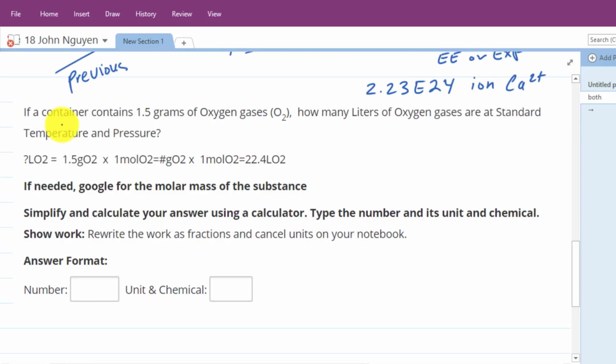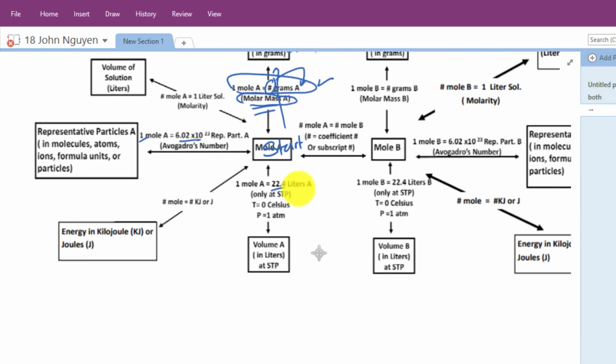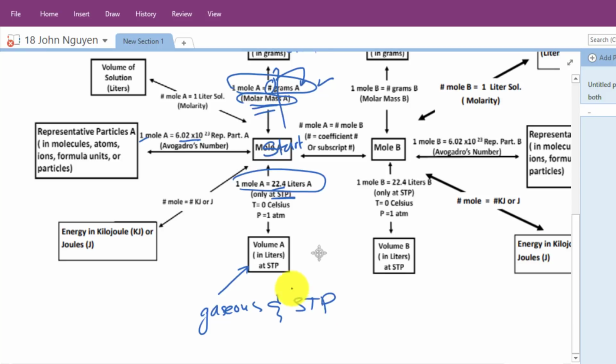In this case, we have a container that contains 1.5 grams of oxygen gas. How many liters of oxygen gas are at standard temperature and pressure? Now this is STP. If we look at the flow chart, this conversion factor can only be used to solve for moles of gases, but it also has to be under the condition of STP. So this condition allows us to use that. Keep that in mind. That does not mean that when you see the word STP, you're going to use that conversion factor. So don't get tricked by me.